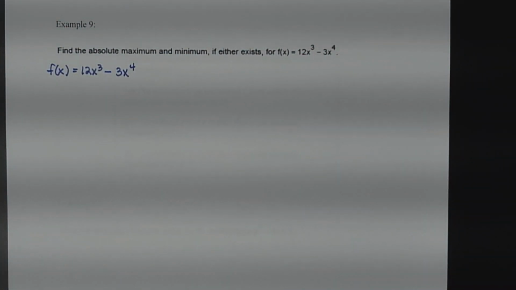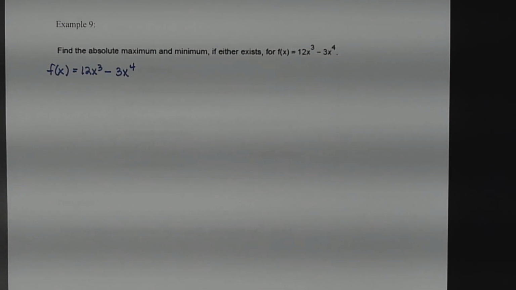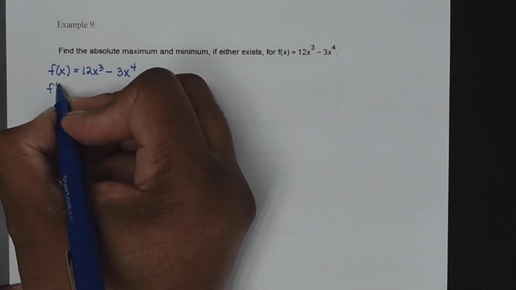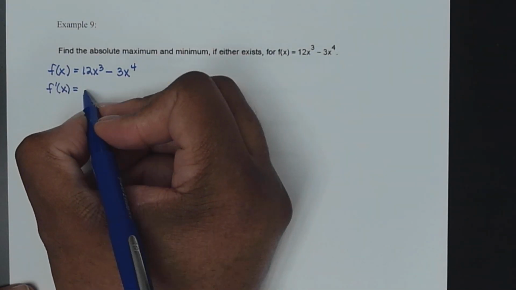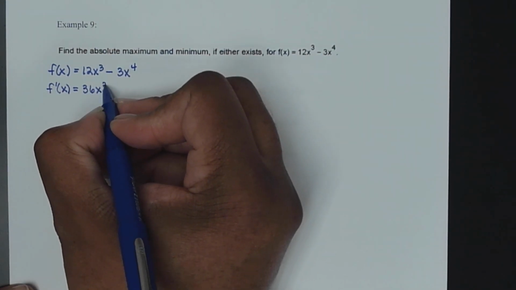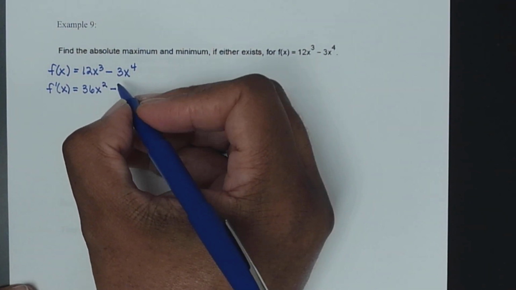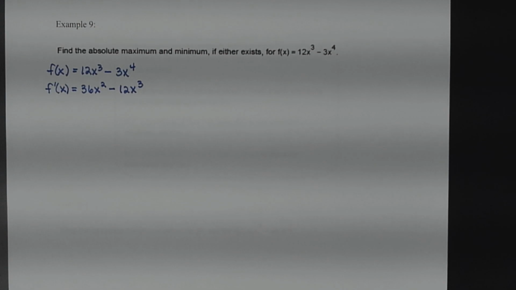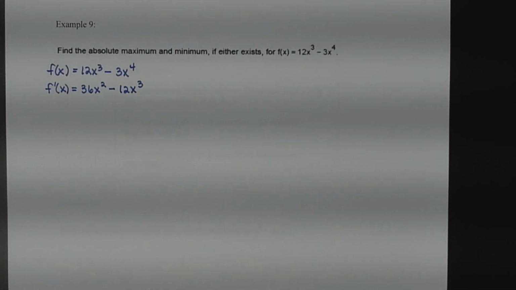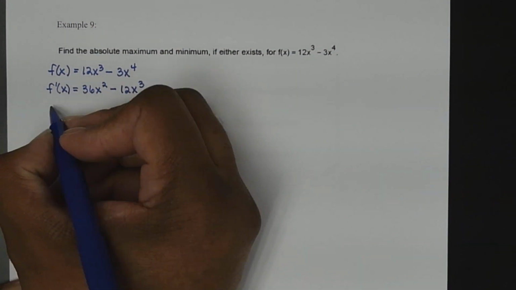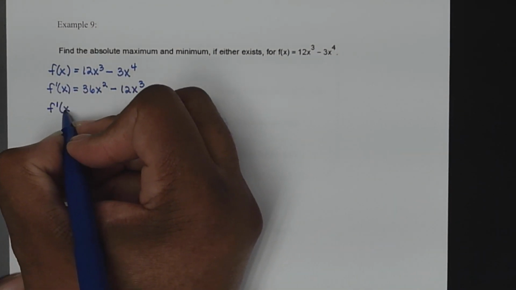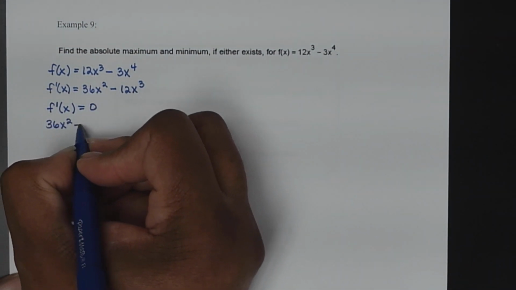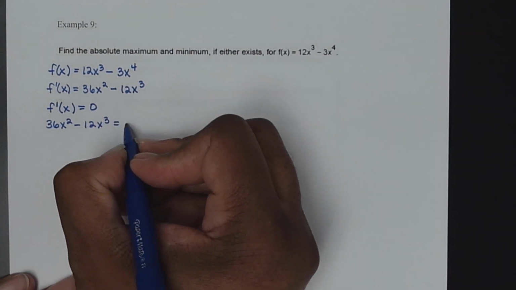All right, so first of all, we need to find out what that first derivative is so we can identify our critical numbers. In this case, if I take f prime of x, the derivative of 12x cubed would be 36x squared minus the derivative of 3x to the 4th, which would be 12x cubed. So here, we'll set f prime of x equal to 0. That means I have 36x squared minus 12x cubed equal to 0.